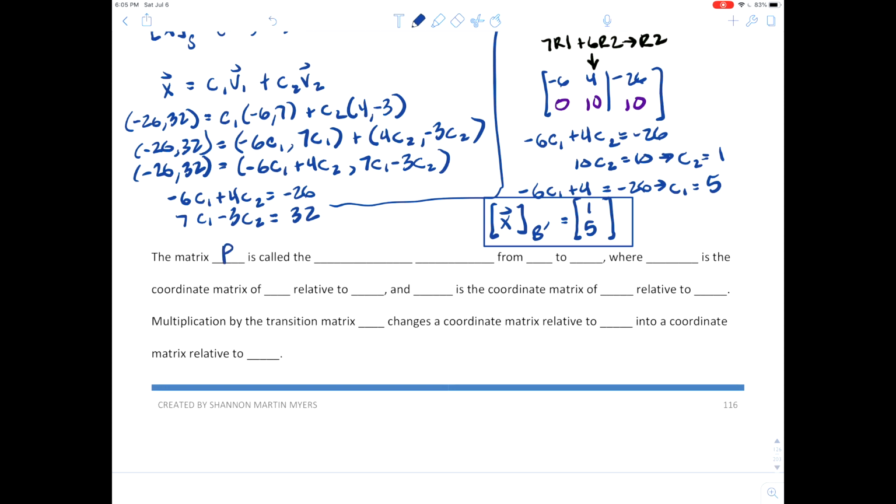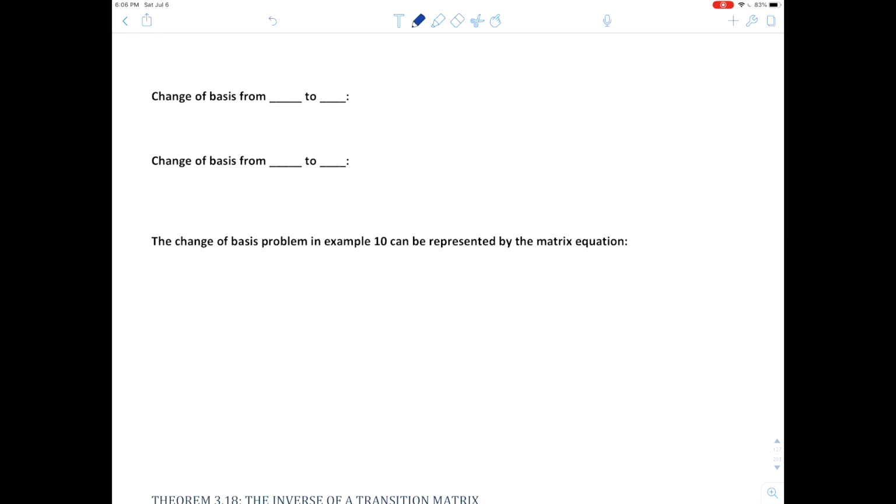The matrix P is called the transition matrix from B prime to B, where the coordinate matrix of x relative to B prime is written like this, and this notation here is the coordinate matrix of x relative to B. Multiplication by the transition matrix P changes a coordinate matrix relative to B prime into a coordinate matrix relative to B. So here, a change of basis from B prime to B would be P times the coordinate matrix of x relative to B prime equals the coordinate matrix of x relative to B.